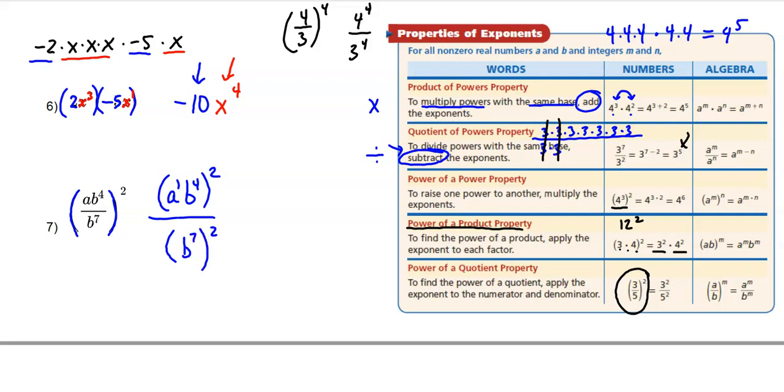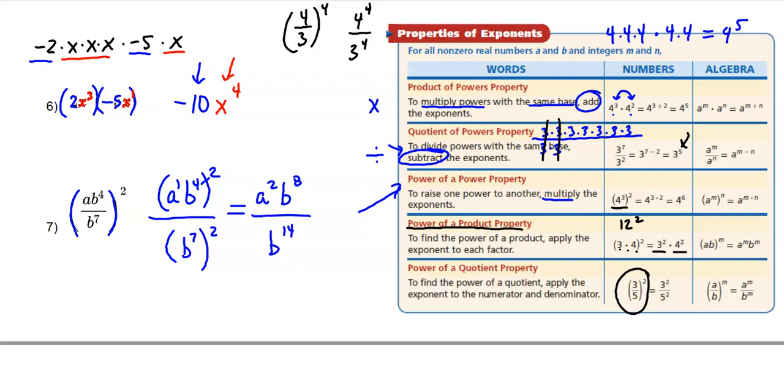And now I can use this rule right over here, the power of a power, because we're raising a power up to another power. So we want to multiply here. All right? So that's going to come out to the a to the 1 times 2, and then b to the 4 times 2, all over. And on the bottom, I have b to the 7 times 2, or b to the 14th.